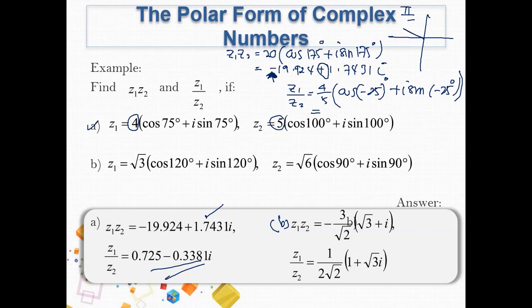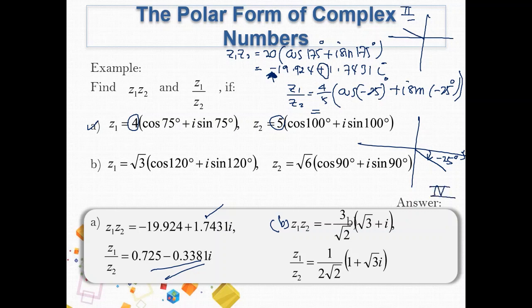Where is negative 25 in the Argand diagram? Negative means it follows the clockwise direction from the x-axis. So negative 25 is this. It follows the clockwise and it is a very small angle here. So what quadrant is it? It is the fourth quadrant.